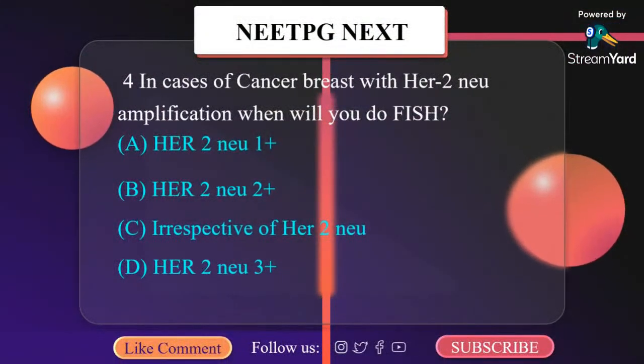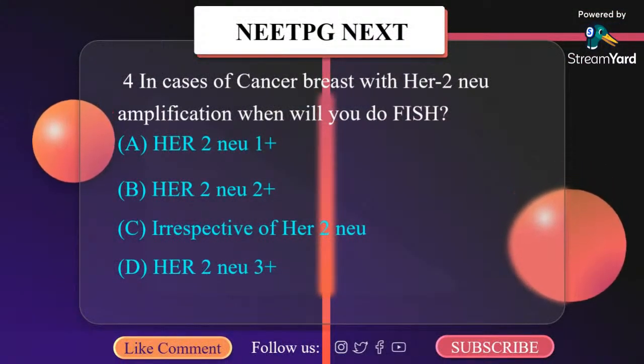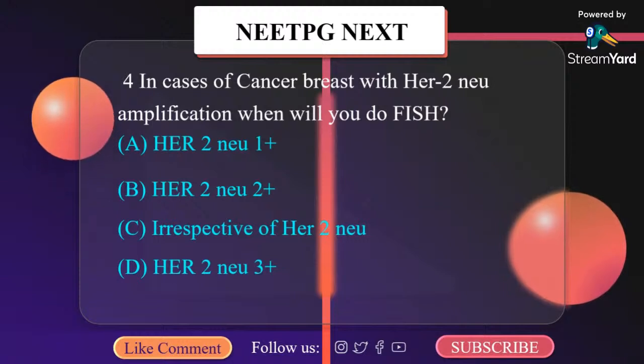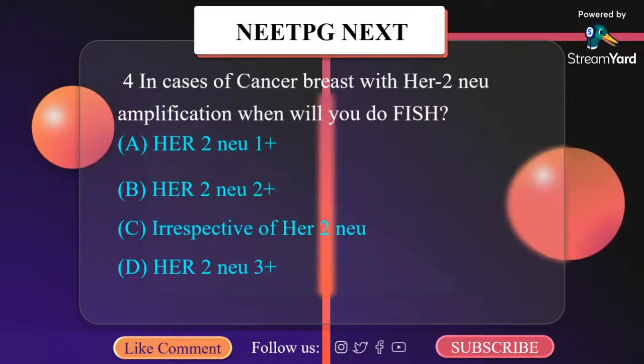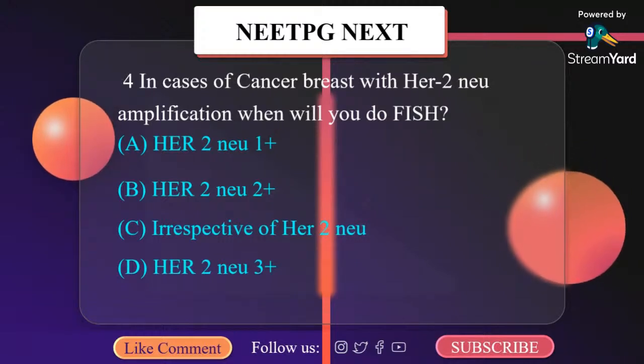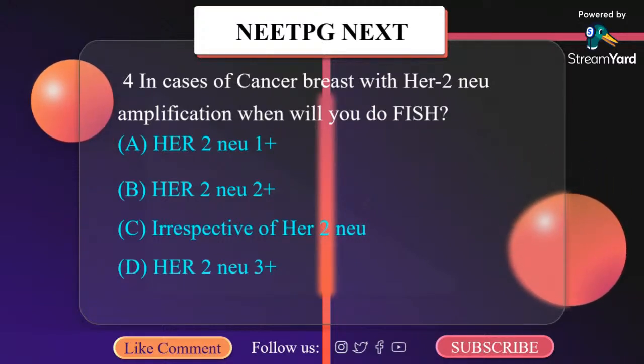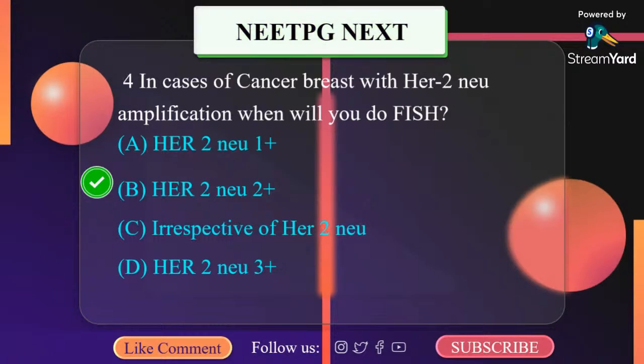In cases of breast cancer with HER2 amplification, when will you do FISH? HER2 2 plus, HER2 1 plus, positive, HER2 2 plus positive, irrespective of HER2 3 plus positive. It is HER2 2 plus positive.